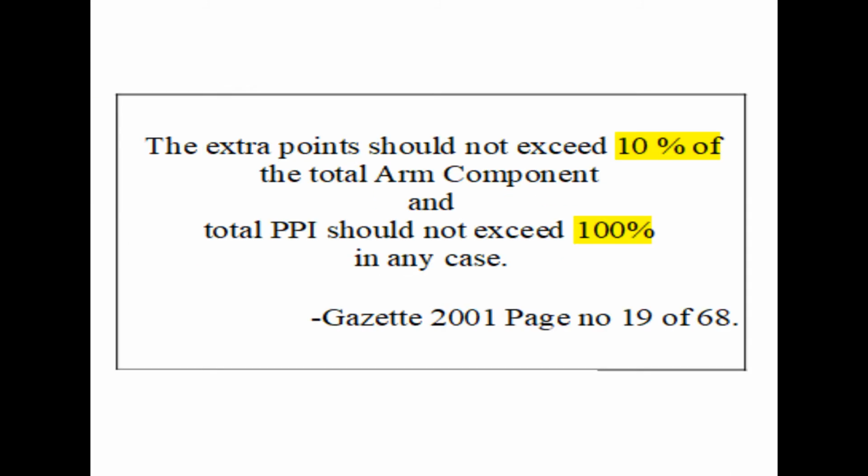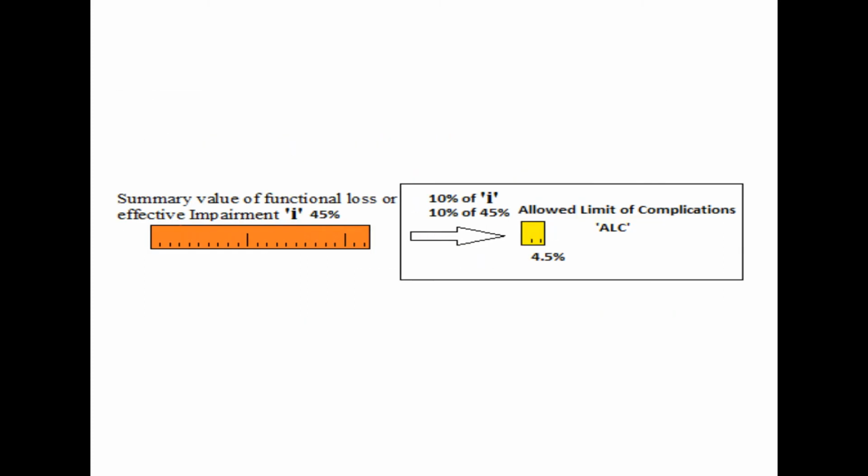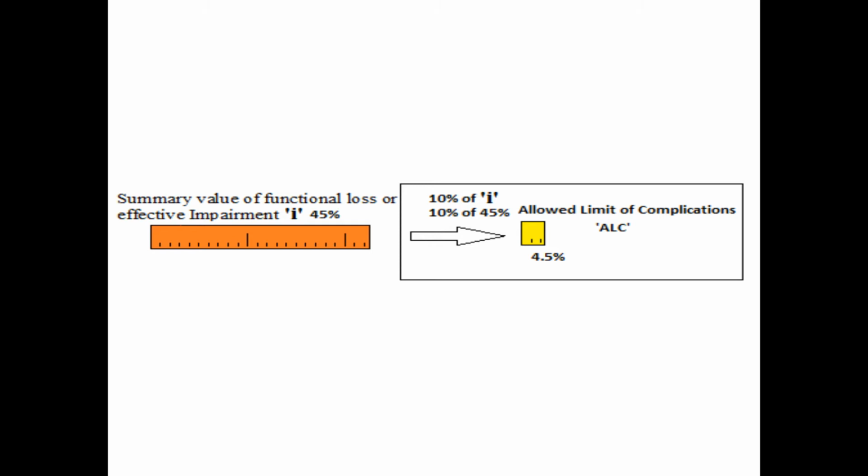Look at this statement from the Gazette of 2001. It says that the extra points should not exceed 10% of total impairment. In this case of 45% total impairment, 10% of it or 4.5% is allowed. Let us call that value as allowed limit of complications or ALC. So out of this 18% manifestation or EXE, only 4.5% or ALC is allowed.